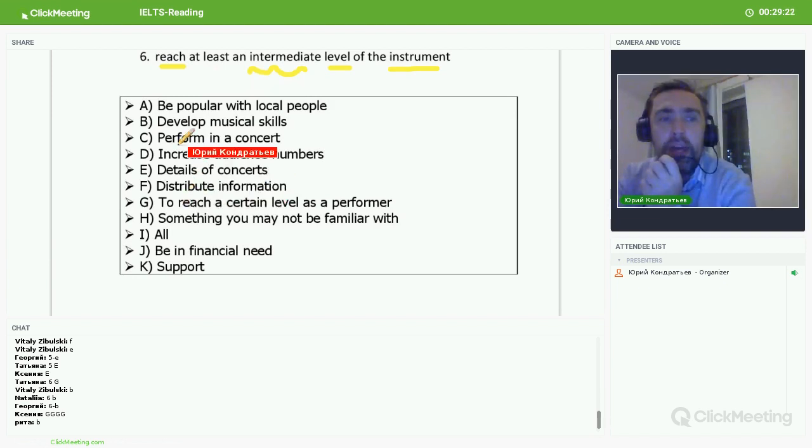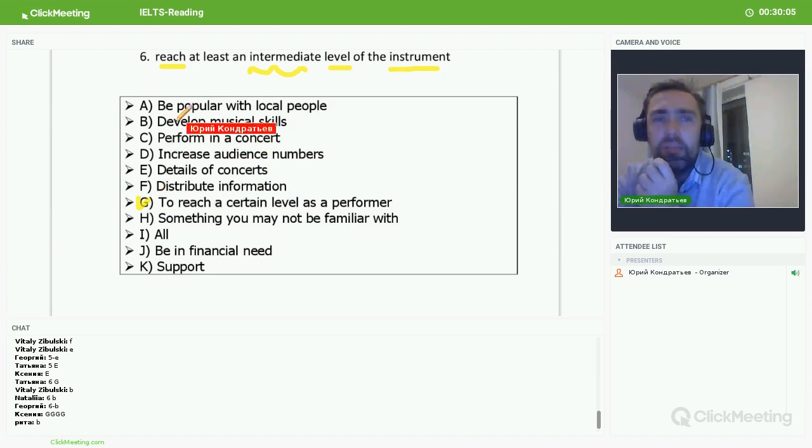So here in number G we have to reach, that's half a point. Level, that's also half a point. And then intermediate and certain, we can find that this is a paraphrase, so that will be 2 points. And most likely, this is going to be a correct answer. Then the second variant was B, develop musical skill. Reach and develop, they're not synonyms, they are different. Musical skills and level of the instrument, you can say that this is a paraphrase, but that's only 1 point. It's 1 point versus 2 points, so we need to choose the answer G here.